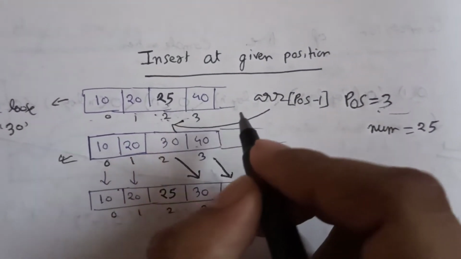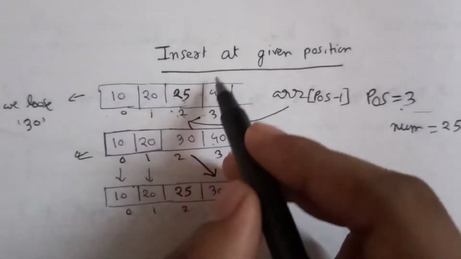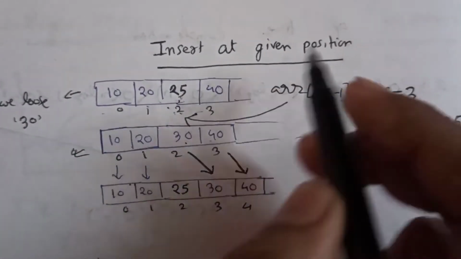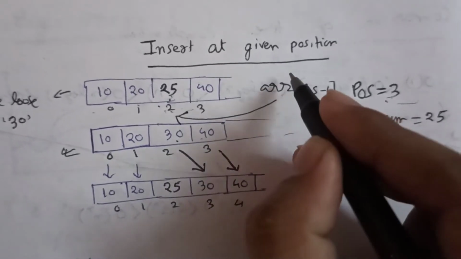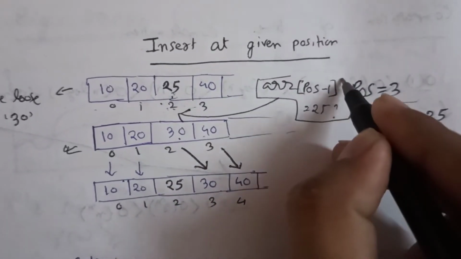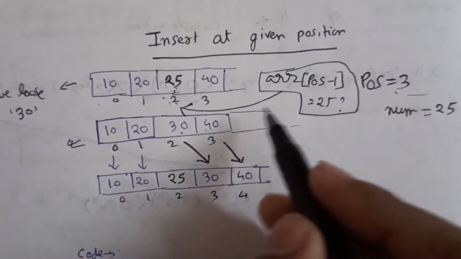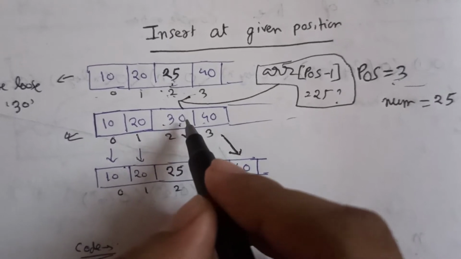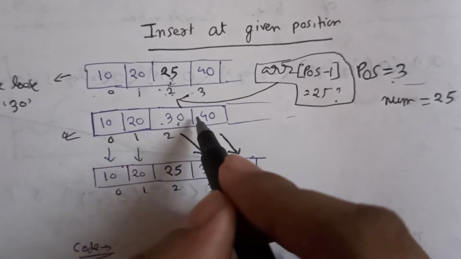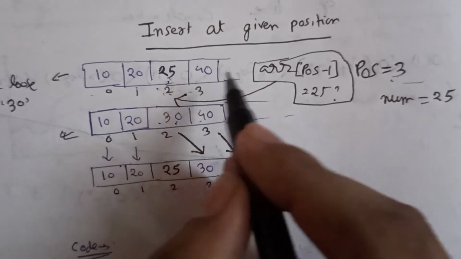So what are we going to do? Are we just going to store the value 25 at the given position, like array of pos minus 1 equals 25? Will this work? What do you think? No, this will obviously not work, because then we will lose the value 30, and we don't want to lose any value. We want to keep the values we already have and insert another value.